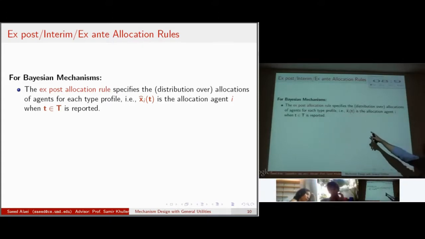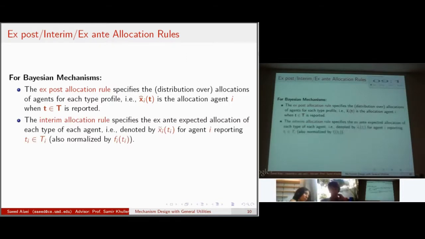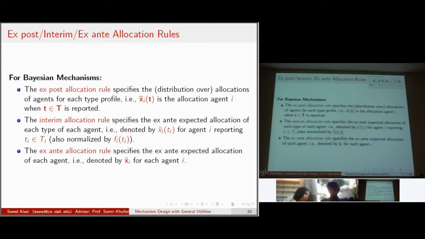And it could be a distribution over allocations. So I'm just laying out the notation here. An interim allocation rule tells you the expected allocation of each type, where the expectation is taken over the types of the other agents. I will explain this with an example in the next slide. And an ex ante allocation rule specifies the ex ante expected allocation of each agent, which means before you see the type of the agent, over all possible types of that agent, what is the expected allocation?